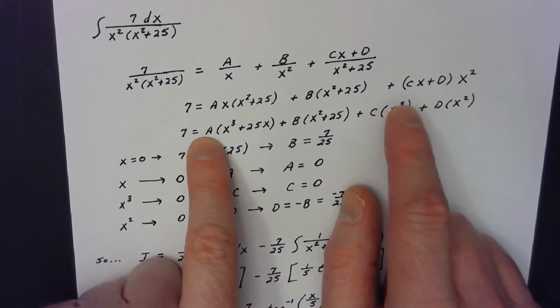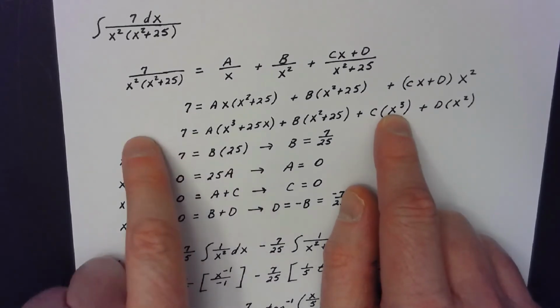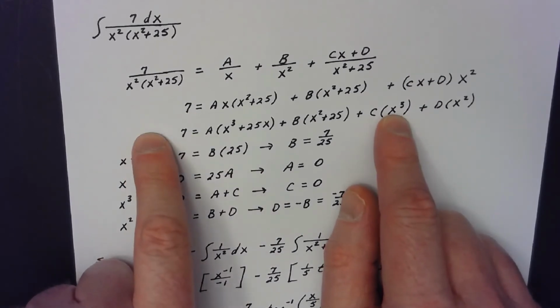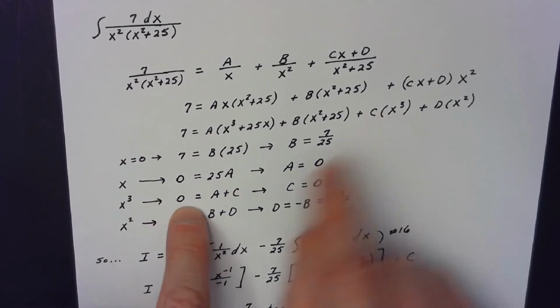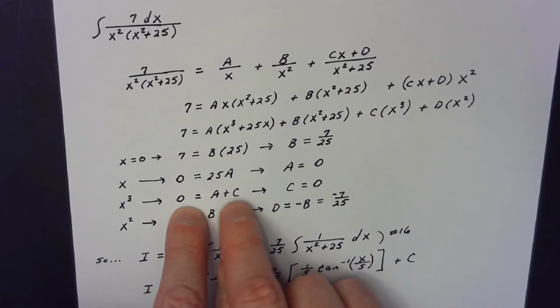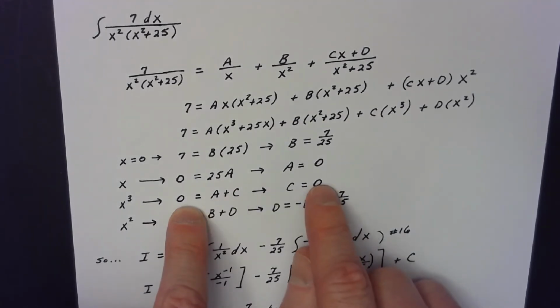I would have Ax cubed plus Cx cubed. The coefficient of x cubed is supposed to be 0. So I know x cubed is supposed to have a coefficient of 0. The only coefficients in the problem are going to be A plus C. Well, I know A was 0, therefore C is also 0. These problems really work out nicely when you start getting a lot of zeros. It makes the integration easy.